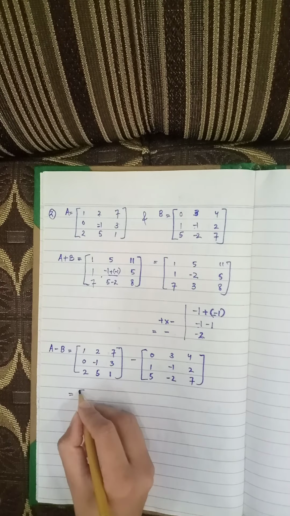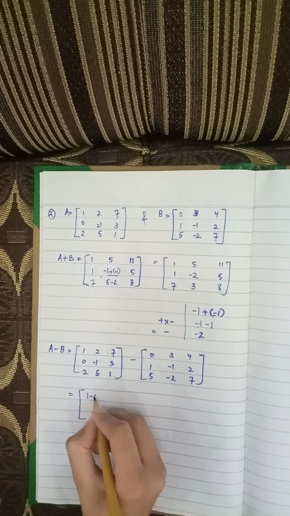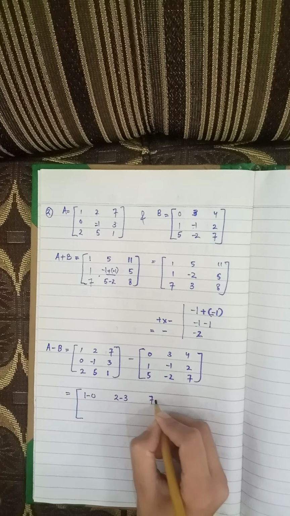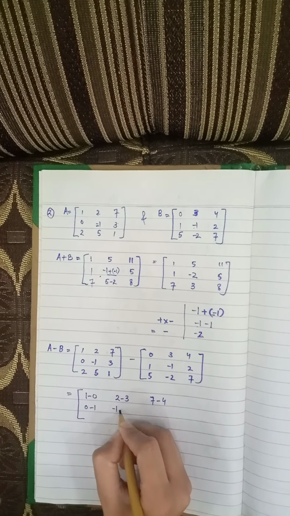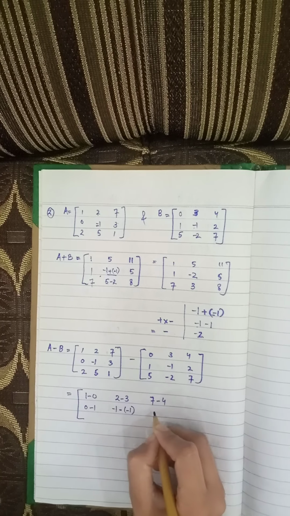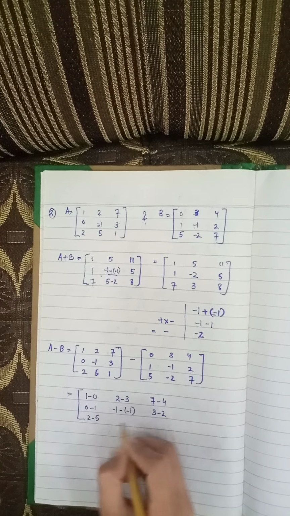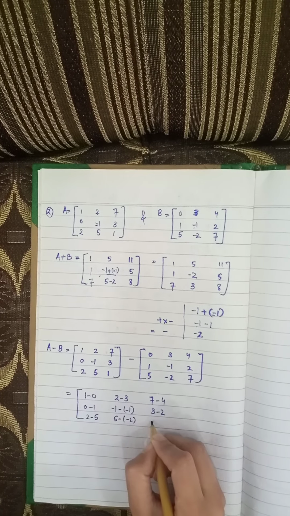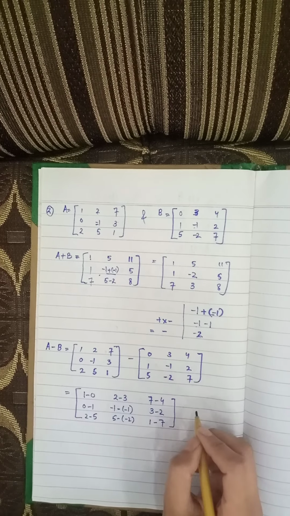So 1 minus 0, 2 minus 3, 7 minus 4, 0 minus 1, minus 1 minus minus 1, 3 minus 2, 2 minus 5, 5 minus 2, 1 minus 7. All done. Okay.